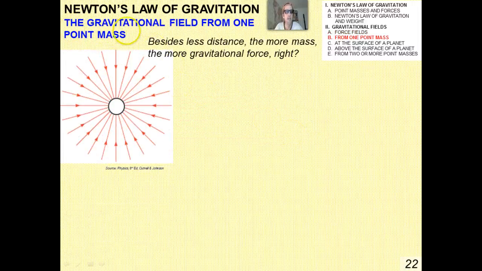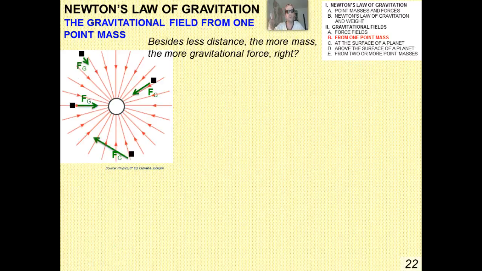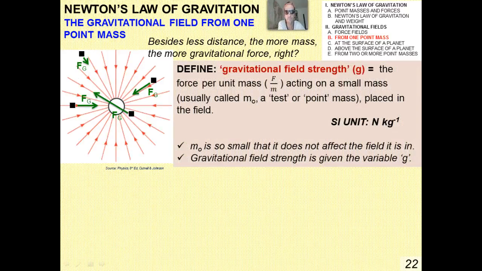All right. Okay. Now, from one point mass, the situation is simple. Besides there being less distance, the more mass creates a greater gravitational force, right? By Newton's law of universal gravitation. I'm going to define the gravitational field strength for you now as the force per unit mass acting on a small mass, usually called m naught, a test mass or a point mass, placed in the field. Now, in the units of little g, we call it little g, and it's not a coincidence. These are newtons per kilogram, and it's assumed that m naught is so small that it does not affect the field it's in, and the gravitational field strength is given the variable little g, which, not coincidentally, again, is also the acceleration due to gravity.